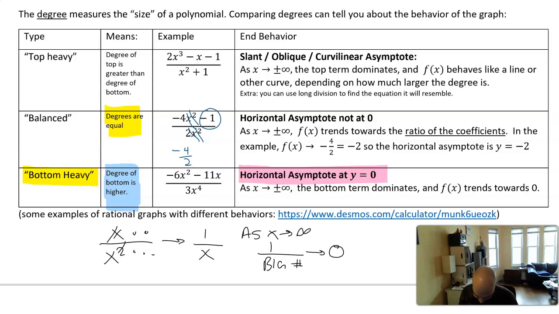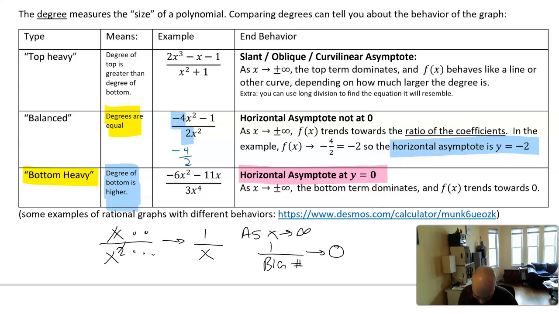So because the coefficients here are negative 4 over 2, I know, or you know, that the horizontal asymptote will be negative 4 over 2, which is y equals negative 2. That's what happens when the degrees are equal. We'll see an example of that later on the page. But it's a horizontal asymptote. It is going to have the same behavior to the left and right, but it's not going to be right at 0. It'll be a horizontal line somewhere else, depending on what the coefficient ratio was.